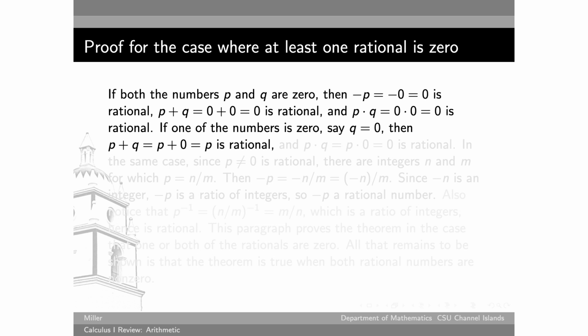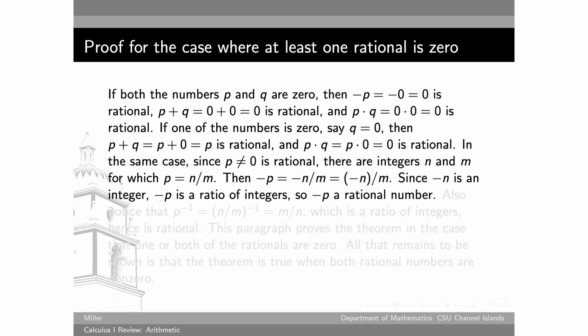Say q is 0 and p is not 0. Then p plus q is p plus 0 is p, which is a rational number, so p plus q is rational. P times q is p times 0, which is 0, a rational number. And then, since p is not 0, there are integers n and m for which p equals n over m by the definition of a rational number.